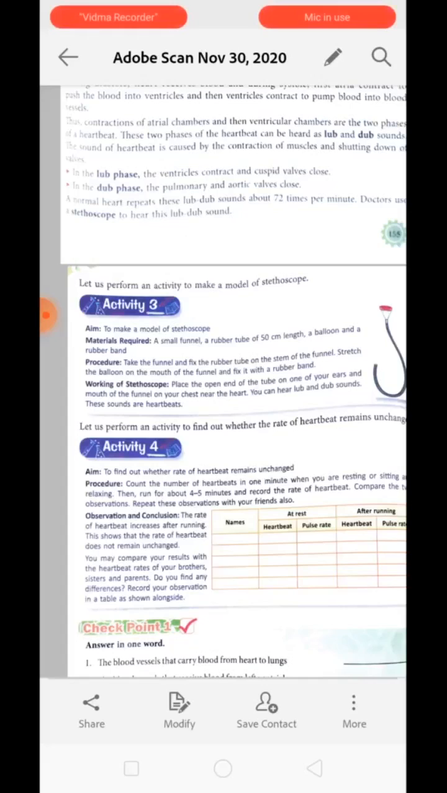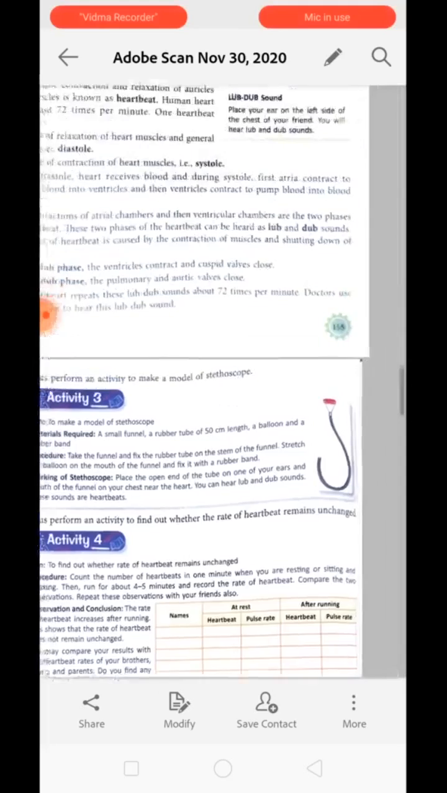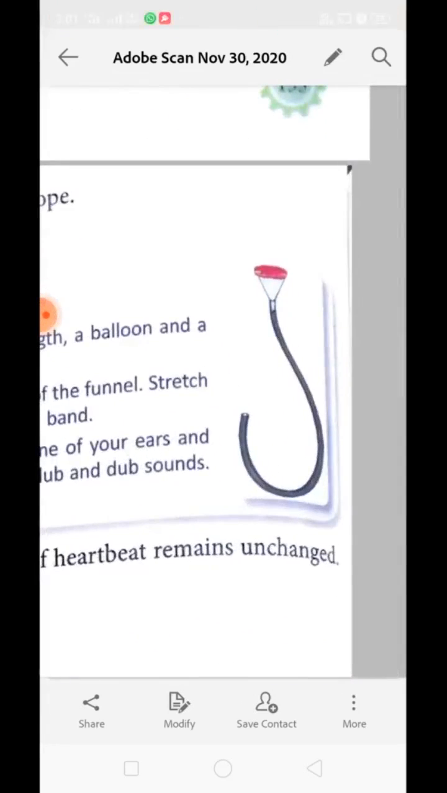Now what do we have to do? We take the funnel and fix the rubber tube on the stem of the funnel like this. Now stretch the balloon on the mouth of the funnel and fix it with the rubber band. Just simple like that. Now place the open end of the tube on one of your ears and the mouth of the funnel near your chest region, so that you can hear your own heartbeat.